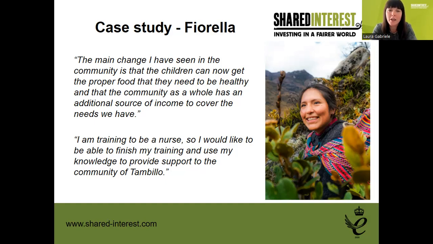She said that the main challenge she had seen in the community is that the children can now get the proper food that they need to be healthy, and that the community as a whole has an additional source of income to cover the needs we have.